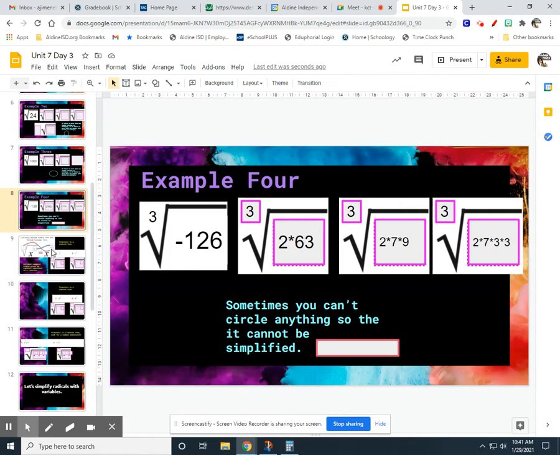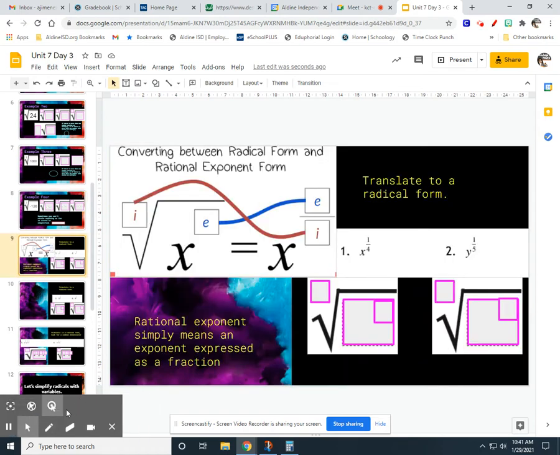Okay, we're going to go on to the next slide. Okay, well, now we're going to be talking about rational exponents. What a rational exponent does is that it's a fraction. So you're expressing the radical as a fraction. The index will be the number that's outside the radical, and the e stands for the exponent. So the e is the numerator, the exponent, and the I, the index, is the denominator.